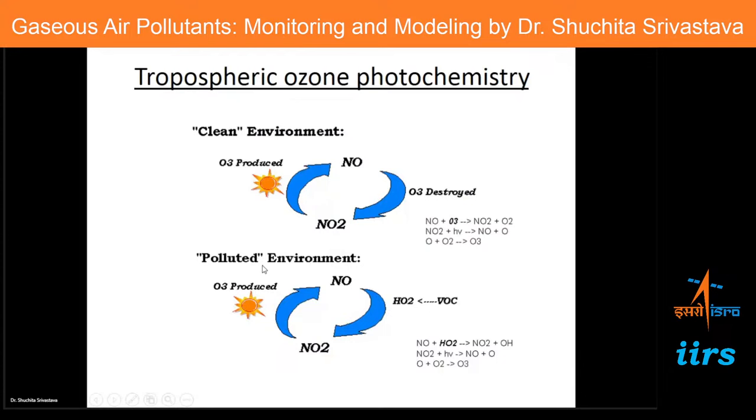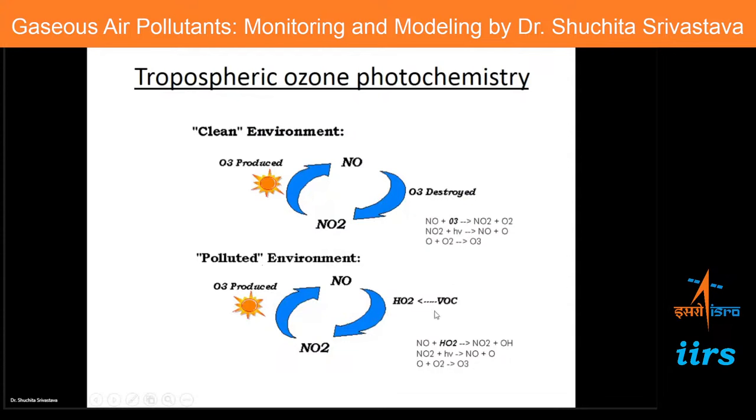But in the polluted environment, what happens? Volatile organic compounds, carbon monoxide, non-methane hydrocarbons, methane, all these compounds produce HO2 radical. And HO2 radical reacts with nitric oxide to produce nitrogen dioxide and OH radical. Now, nitrogen dioxide photodissociates and produces NO and O. And O reacts with the oxygen molecule to produce ozone.